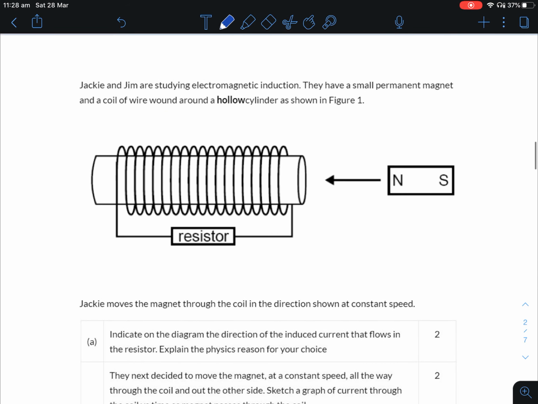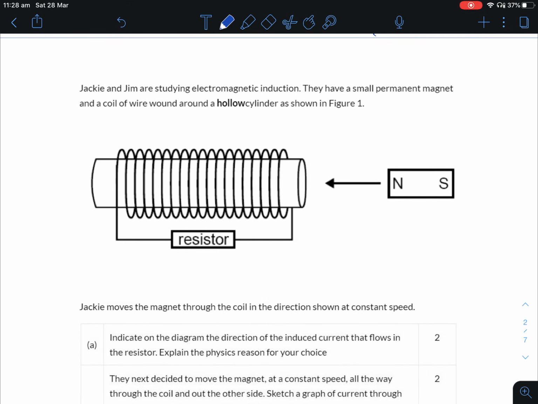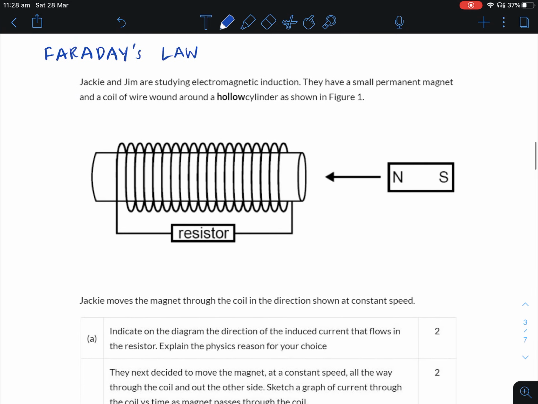Let us continue. So this is what we call Faraday's law, isn't it? This is electromagnetic induction, okay? So this is really all about Faraday's law now. So we can just forget the motor effect for a second. We're told that they have a small permanent magnet over here, and it moves into this solenoid to our left here. And at first, in part A, we're asked to indicate on the diagram the direction of the induced current.